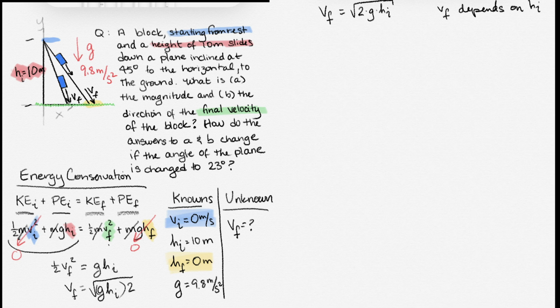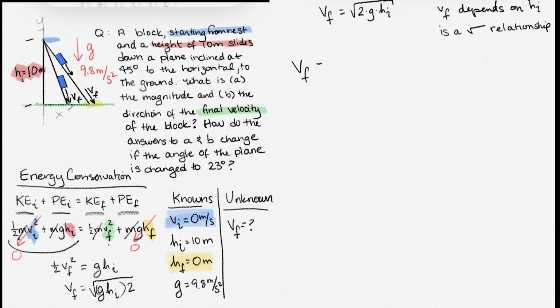And is a square root relationship. From our list of knowns, we can substitute H sub I and G into our equation. Remember that we have to do units as well.